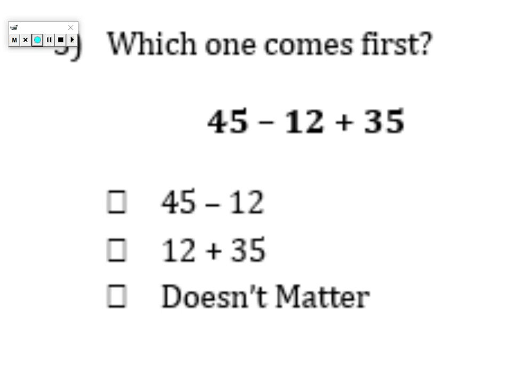Final one, which one should you do first this time? If you said 45 minus 12, you are correct. Remember, when you only have add and subtract, you work left to right. It doesn't mean add before subtract. It means do whichever comes first. Since the subtraction came first, that's what you would do.